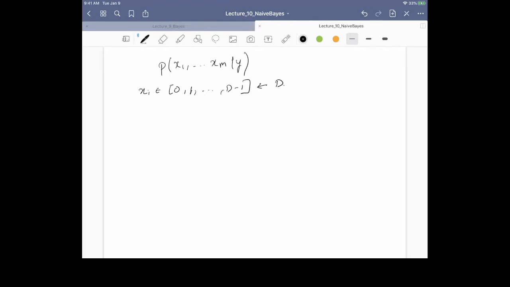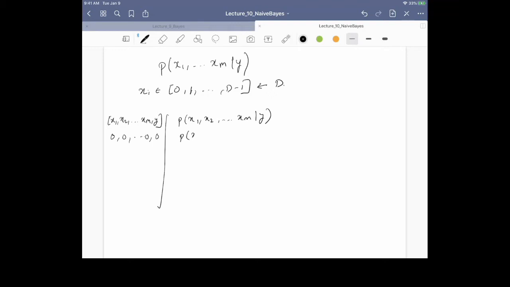Now imagine that I'm having a table over here. What is this table? This table is each unique configuration of x1, x2 until xm comma y, and the probability of x1, x2 until xm given y. So for example, one configuration is everything zero, and the label also zero. So this is one configuration.